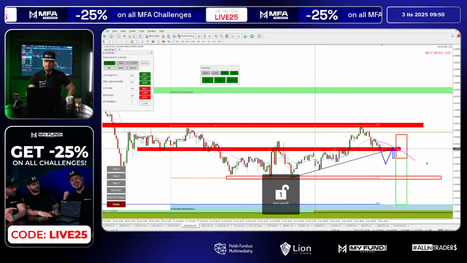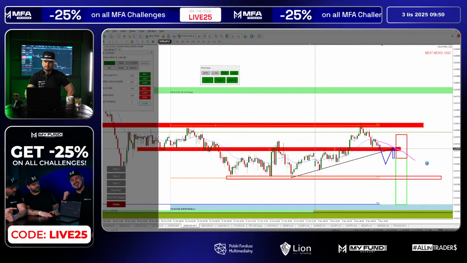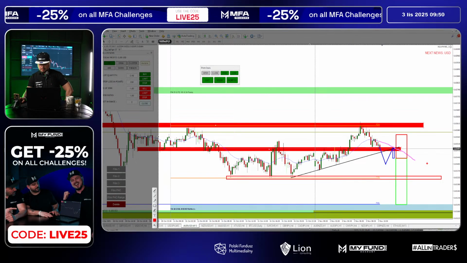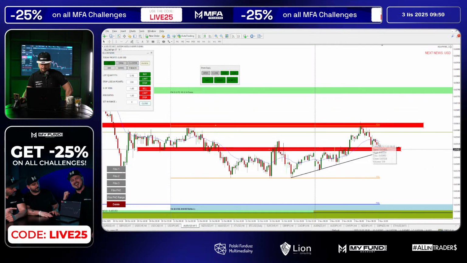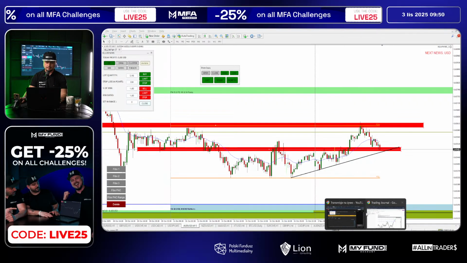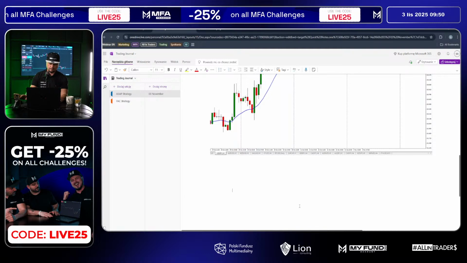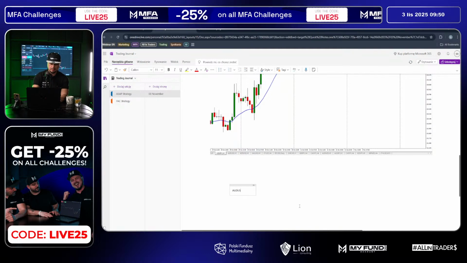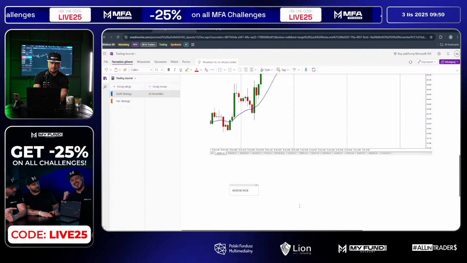Let me just make a screenshot. Okay, this is the Australian dollar. But we need to wait for the breakouts. Australian dollar versus US dollar. This is the 15 minutes time frame.